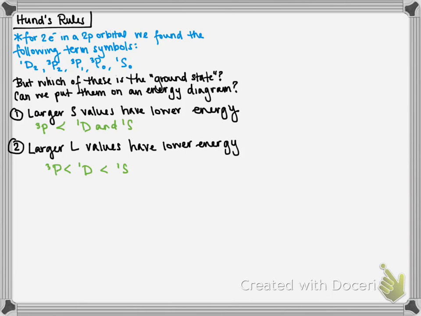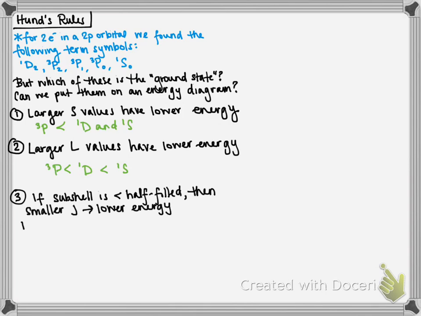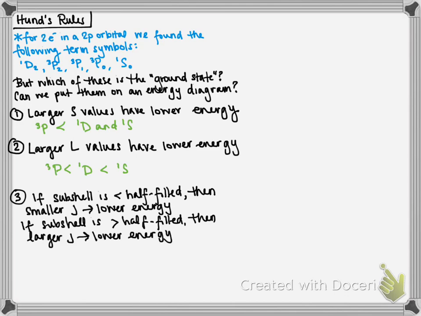Now the only thing that isn't defined is our 3 different triplet P states. We still don't know which one of those is lowest in energy. So this is where rule number 3 is going to come into play. So rule number 3 states that if the subshell, which in this case is the 2p subshell, is less than half filled, then smaller J values will have lower energy. However, if the subshell is greater than half filled, then the larger J values will have the lower energy.